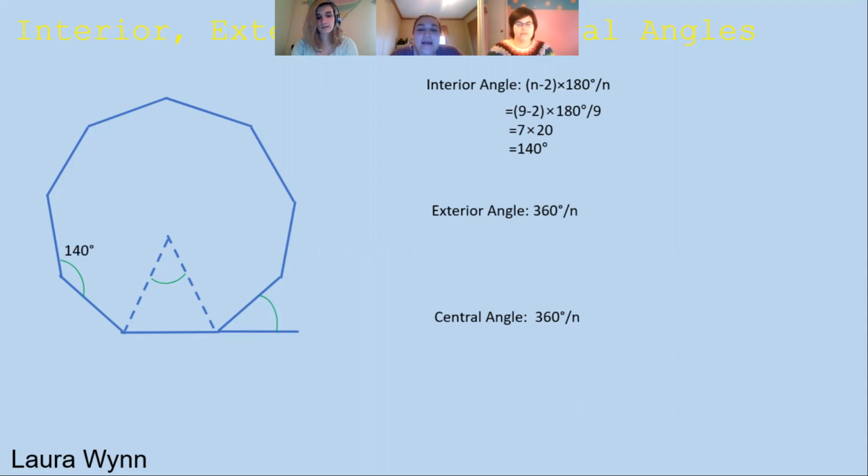There we go. Exterior and central angle actually have the same formula, 360 degrees divided by n, which is 9, which will give us 40 degrees. So our exterior, or outside angle, is 40 degrees. And then our central angle, the same thing: 360 degrees divided by 9 gives you 40 degrees. So our central angle is 40 degrees. And that's how you find your interior, exterior, and central angles.